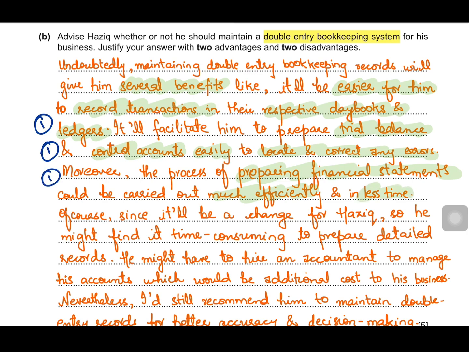Now, the disadvantages, of course, since it will be a change for Haziq, he might find it time consuming to prepare detailed records. First point for disadvantage. And he might even have to hire an accountant to manage his accounts, which would be an additional cost to his business. So, I am not just writing the point, I am elaborating it, I am explaining it, that he might have to hire an accountant. Why? Because he might not have the skills for that and that would be a cost for him.